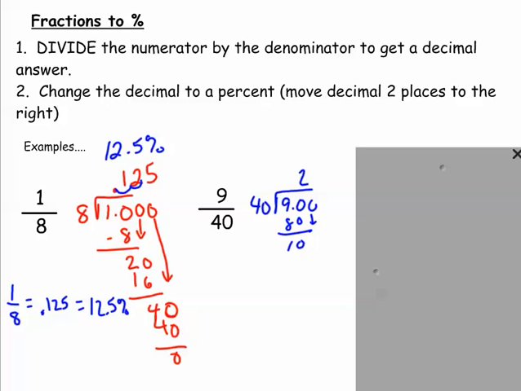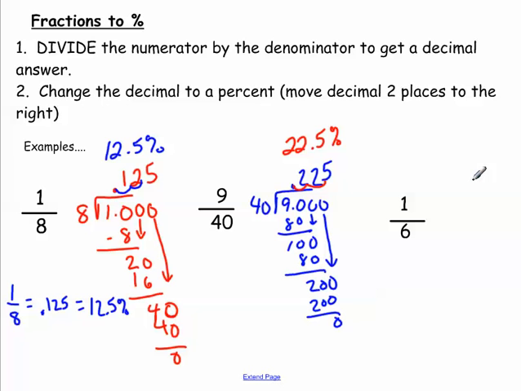Bring down a 0. 40 goes into 100 twice again. 80. Bring down my next 0. And 40 goes into 200 5 times, and it finishes here. Bring my decimal straight up. So here's my decimal, 0.225 or 225 thousandths. Move my decimal 2 places to the right, and it becomes 22.5% is my percent.